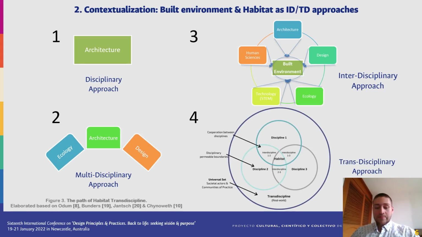So here we have, in a universal set, a three-set Venn diagram, where each sphere represents a discipline, and the intersections between disciplines are interdisciplines. Getting all of these joined, we arrive at the transdiscipline, when the application and implementation of these academic knowledges produced in educational institutions is applied to real-world problems, where there are societal actors and communities of practice.